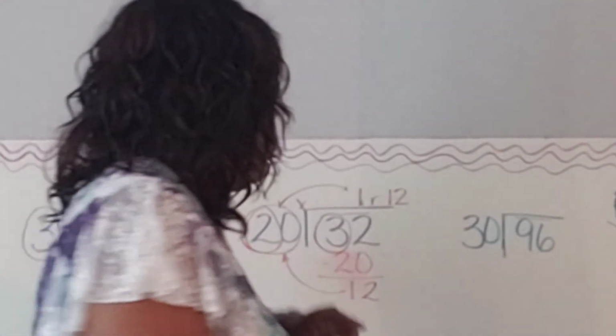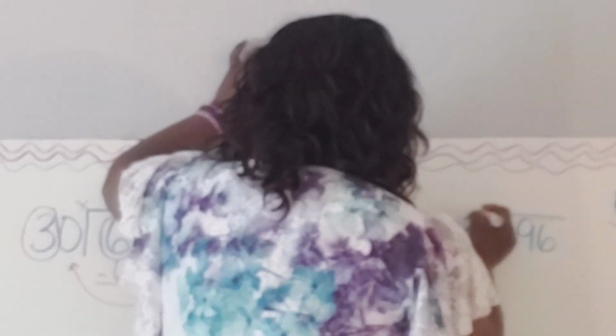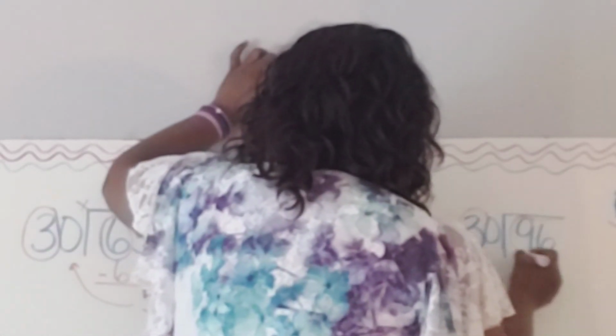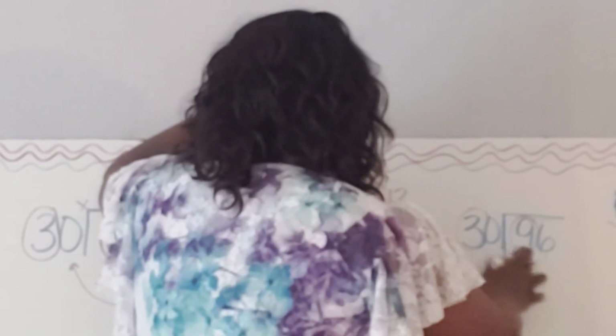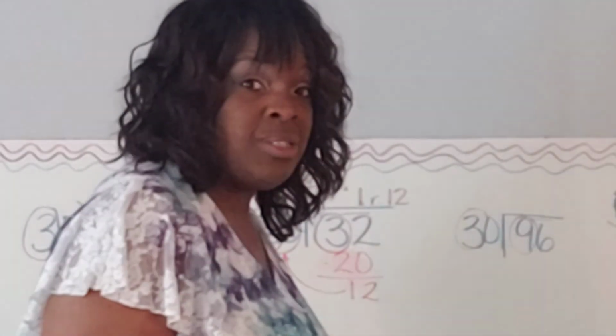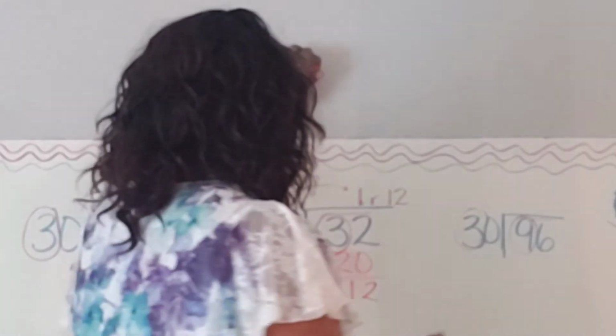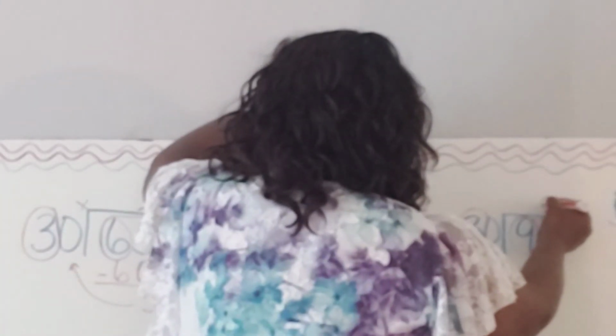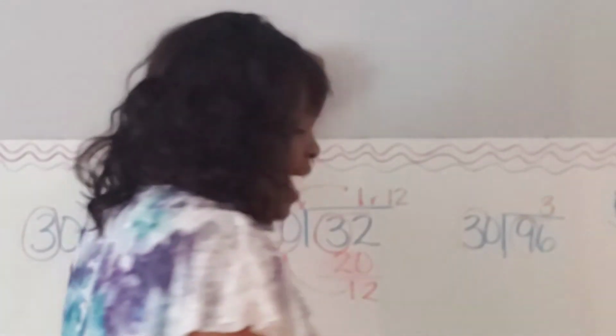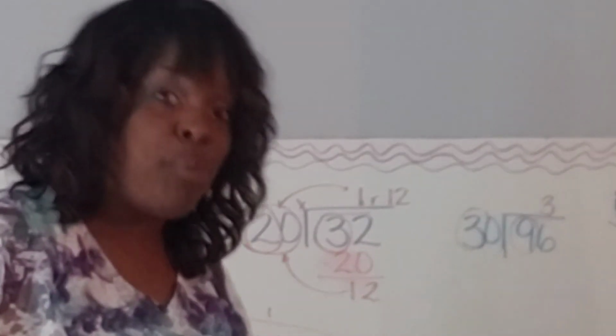Okay, so we're going to look at just the first digits, our 9 and our 3. How many 3s are in 9? 9 divided by 3 equals, it just equals 3. So we put a 3 over the 6. It has to go over the 6 because we went into both digits.